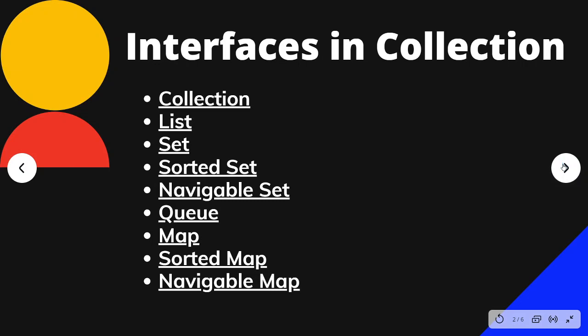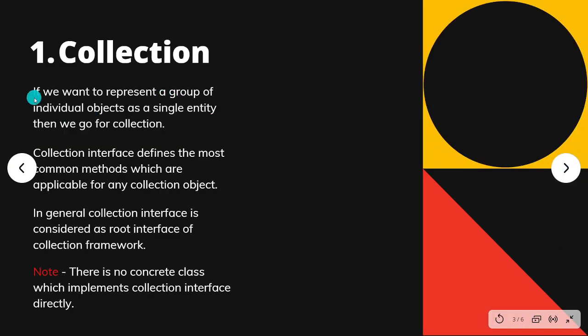So let's see our first interface, that is collection. If we want to represent a group of individual objects as a single entity, then we should go for a collection. This first point means we have one colony, that is a group, and in the colony there are three objects. In the first object we have stored a name, that is Gaurav. In the second object Kunal. In the third object Pranay. And this single object is our entity, a single entity stored in an object named colony. This was our first point.